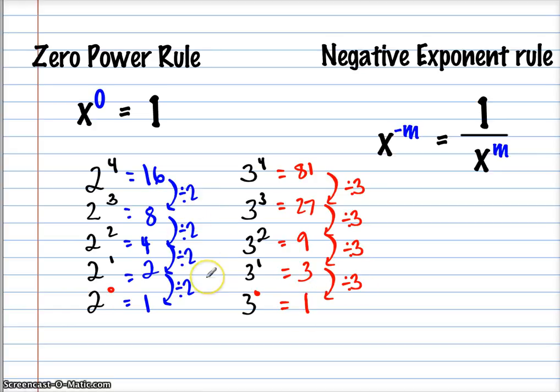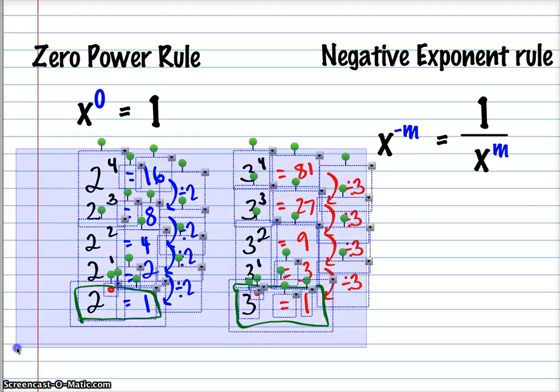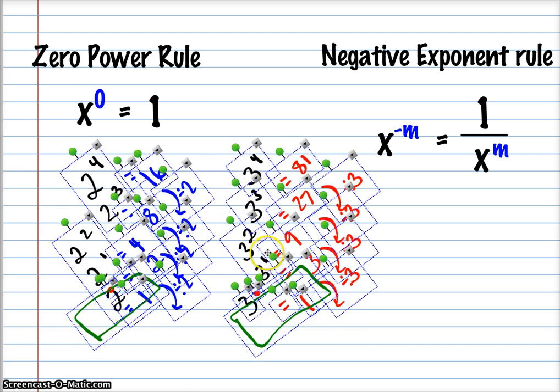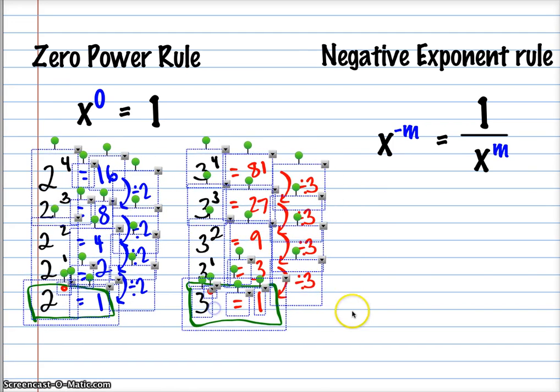Now this pattern will hold true for any base. So I can say anything to the 0 power is equal to 1. I say 3 to the 0 power is equal to 1. I can do this with a million. I can say a million to the 0 power is also 1. So this establishes my zero power rule. That's my zero power rule.